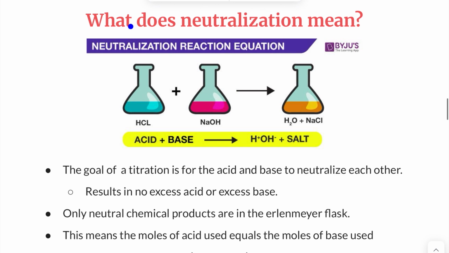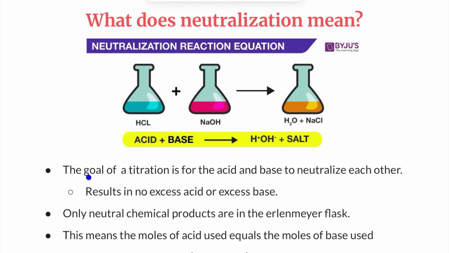And so what does neutralization mean? It means we take an acid plus a base, and we end up with only neutral products. That HOH means we're going to have water, and then we're going to have some salt, which is an ionic compound that is also neutral. Remember, an acid has a hydrogen to donate. A base has an OH, or it accepts a hydrogen. And if something's neutral, it has both an H and an OH, like H2O, or neither, like NaCl.